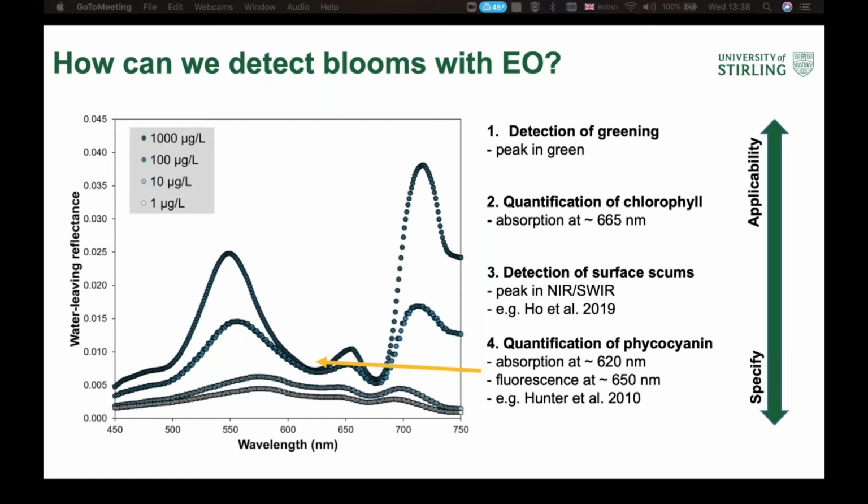Point 4 now is more specific to cyanobacteria. In other words, Earth observation can be generally used for detecting blooms, and specifically we can exploit phycocyanin and SCAM signatures to detect cyanobacteria.